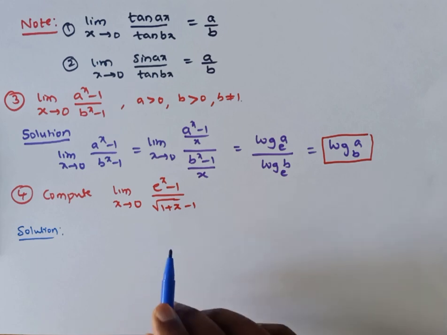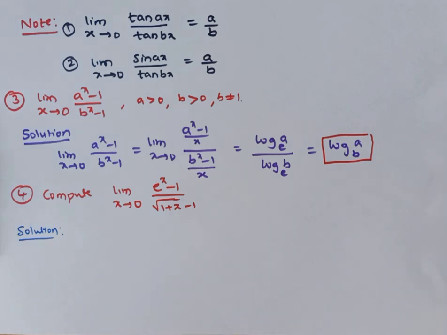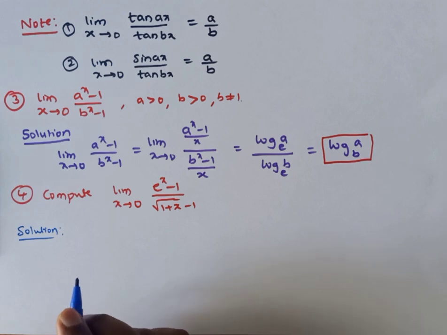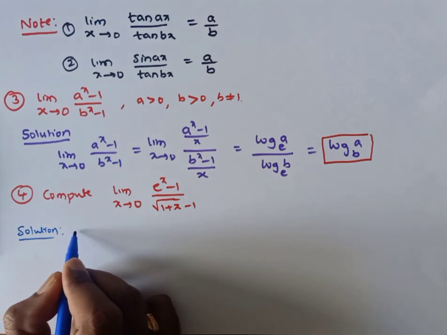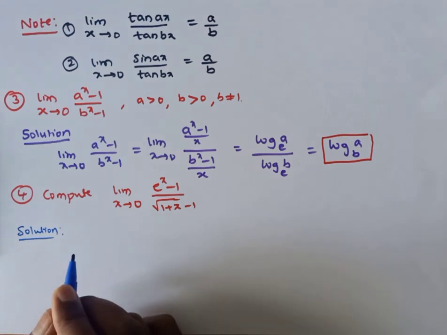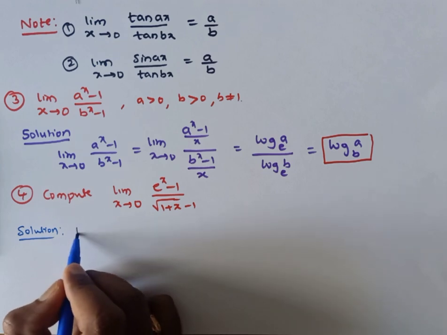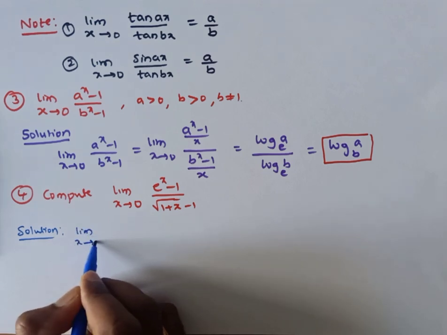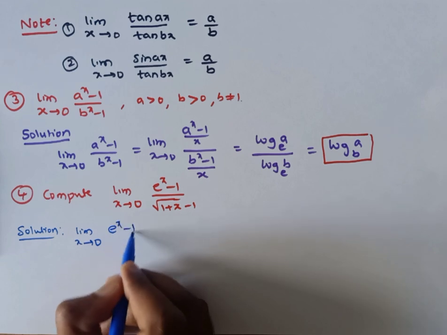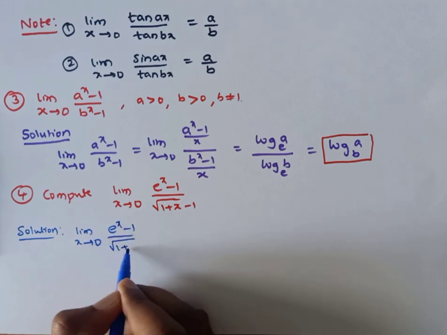Now in the denominator, square root radicals are present. So here what we have to do is rationalize the denominator. Maybe we may get some common factors, or that may convert into a formula. So here, limit x tends to 0 of e to the power x minus 1 divided by square root of 1 plus x minus 1.